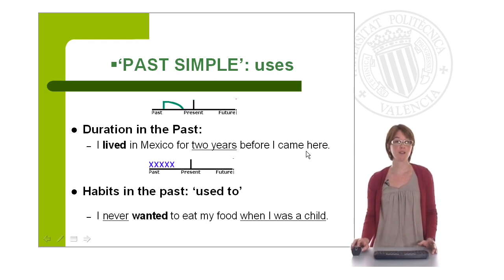A different use of the past simple is to indicate habit in the past. This means actions which were habitual in the past. In this case, the use of the past simple is quite similar to the use of used to. So, if you have a look at the screen, we have I never wanted to eat my food when I was a child. So this was a habit in the past, in your case.